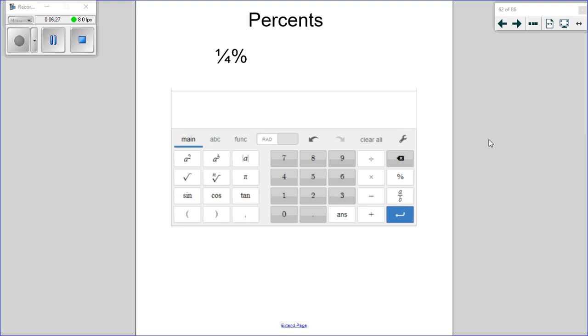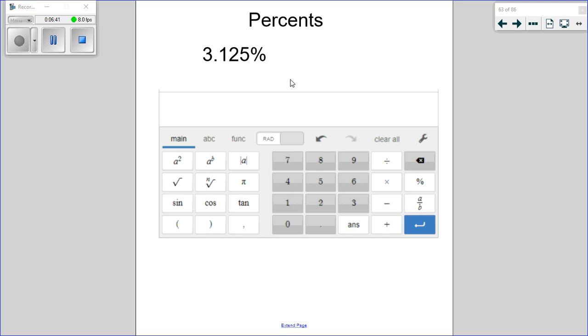If it has a percent sign, it's still a percent, and you have to follow the same procedure. For example, 1/4%. Write that as 1/4 over 100. Do the math and get your answer, 0.0025. Same thing with 3.125%. Write that as 3.125 over 100. Do the math and get 0.03125.